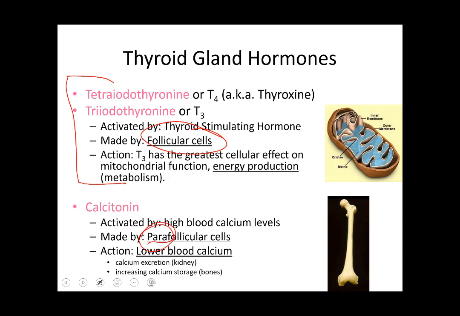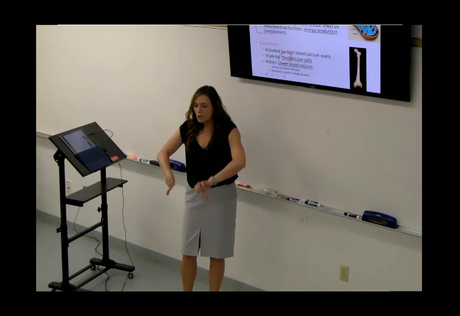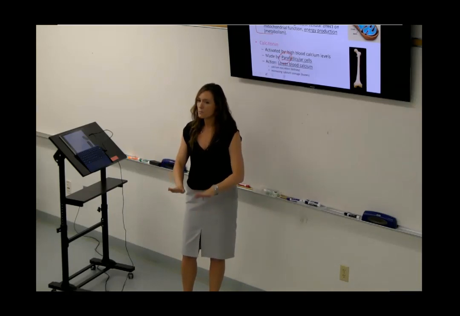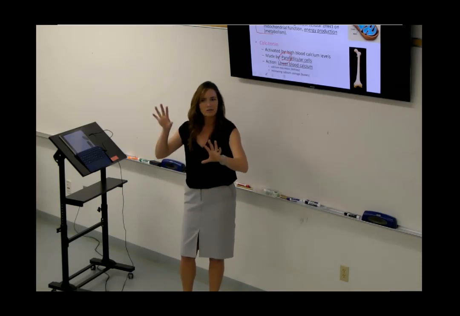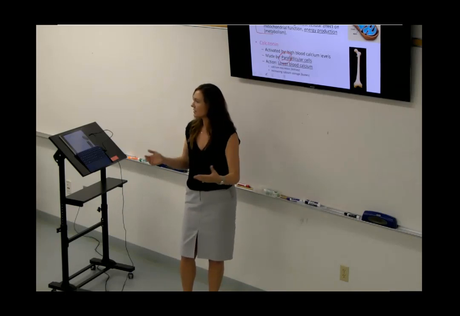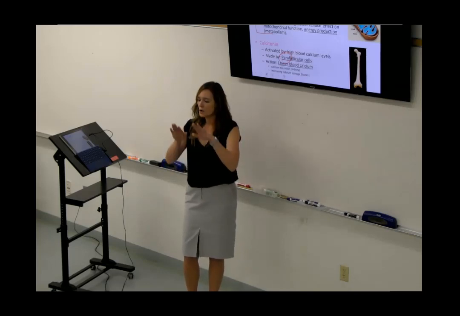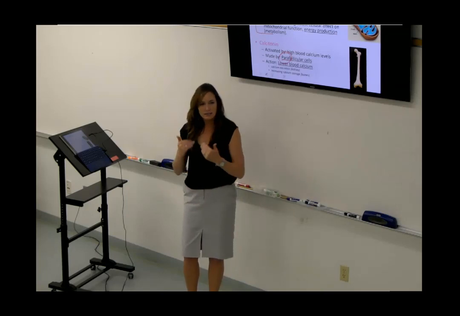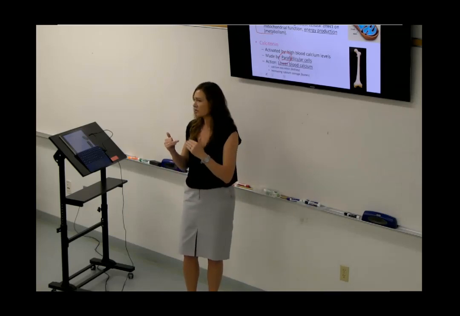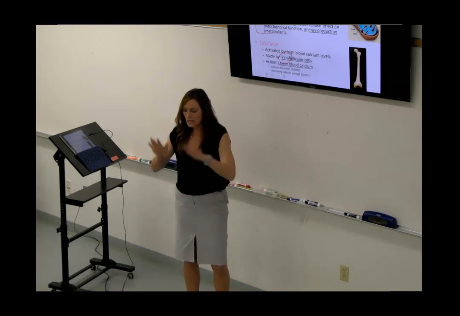These parafollicular cells make calcitonin, and what calcitonin does is drop down our blood calcium. It has nothing to do with metabolism. It's like two cell types just doing different things that happen to be in the thyroid gland. So parafollicular cells make calcitonin, which lowers our blood calcium levels. Our body likes to view things from the blood perspective, so it says, hey, we have way too much calcium, let's lower it.